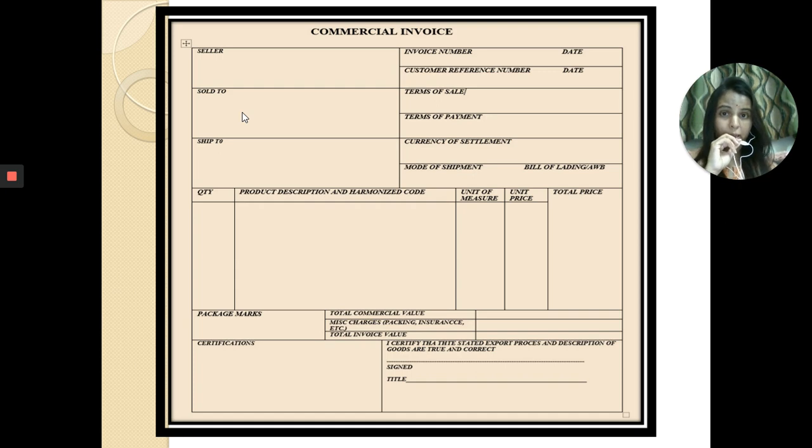If we see the right side, it has the invoice number, date, commercial reference, customer reference number, terms of sale, meaning what kind of export contract is being done, terms of payment, meaning the mode of payment, currency settlement, meaning the currency in which they are dealing, mode of shipment, and bill of lading number. Here are the quantity of the goods, product description, unit of measure, unit price, and total price. In the last, there is a declaration that says, I certify that the stated export prices and description of goods are true and correct. It will be signed and stamped by the exporter's company. So this is all about the commercial invoice.